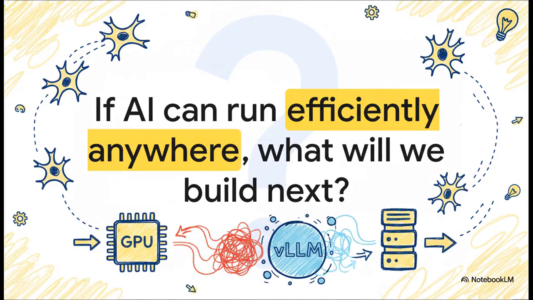So the big takeaway here is this. By solving a really fundamental problem with memory, technologies like vLLM aren't just making AI faster. No, they're making it more accessible, more affordable, and way more scalable than it's ever been before. And that leaves us with a really exciting question. If the barrier to entry for powerful AI just keeps getting lower and lower, what amazing new things are we all going to build next?